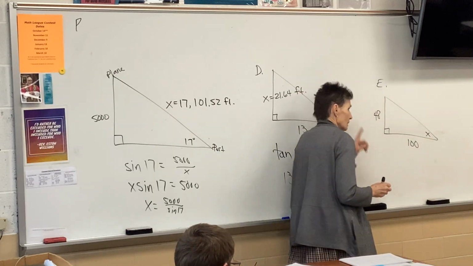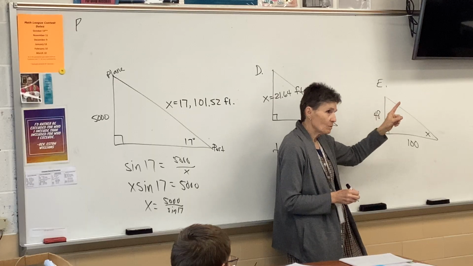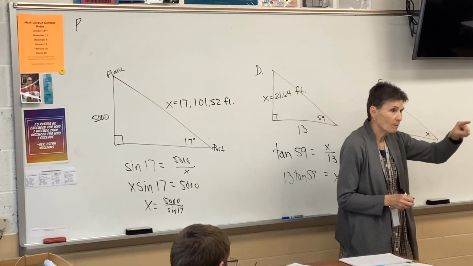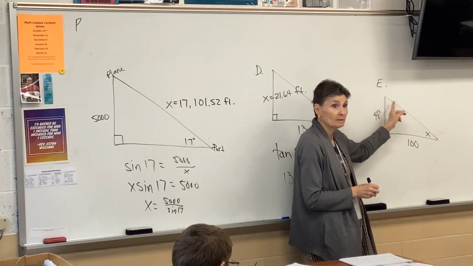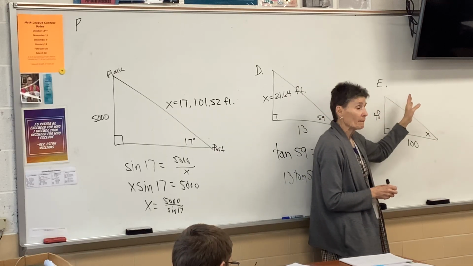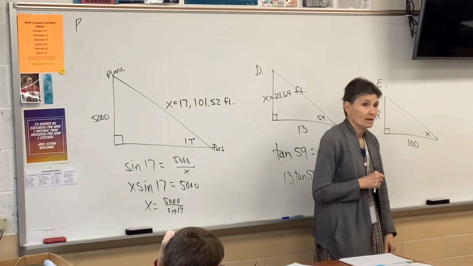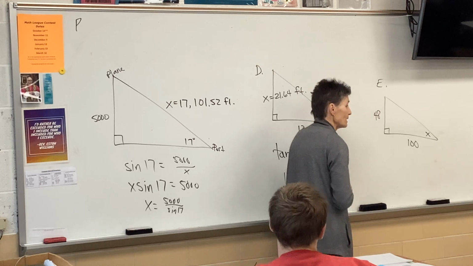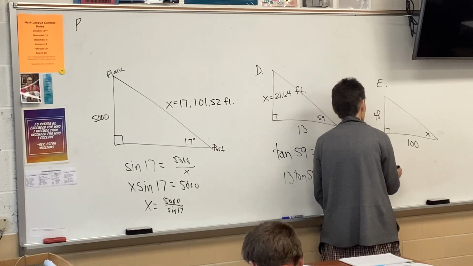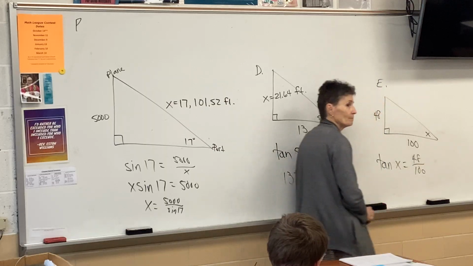Now, when would I put 100 here? If he were 100 feet from the top of the building. Like maybe there's an eagle up there. How far is he from the eagle? But if I say how far am I from the building, I mean right here. How many steps? Sine, cosine, or tangent? So tan x equals 48 over 100.